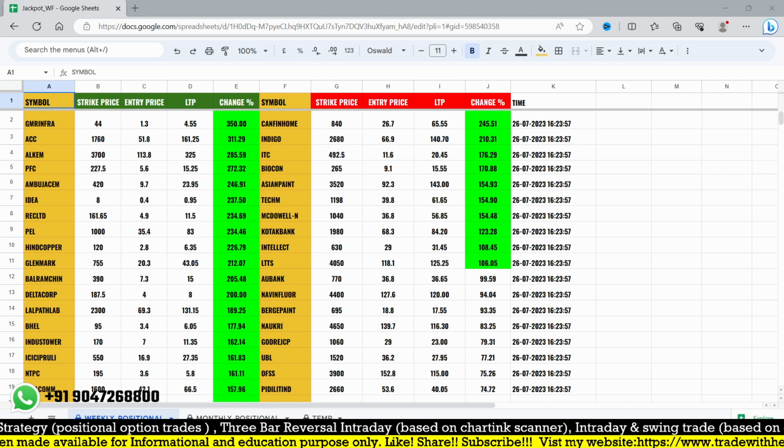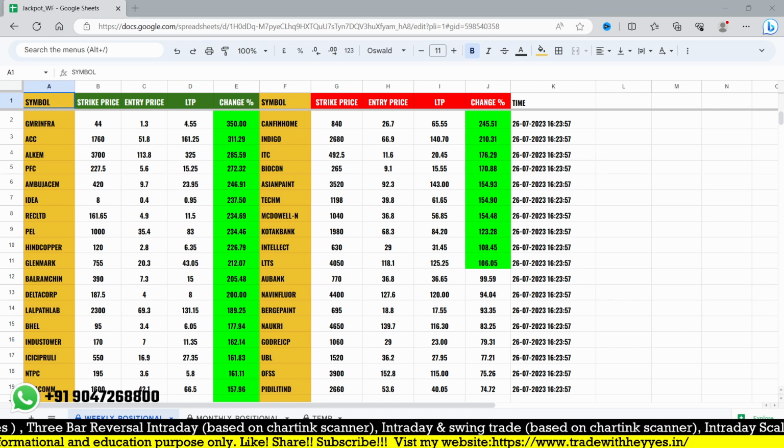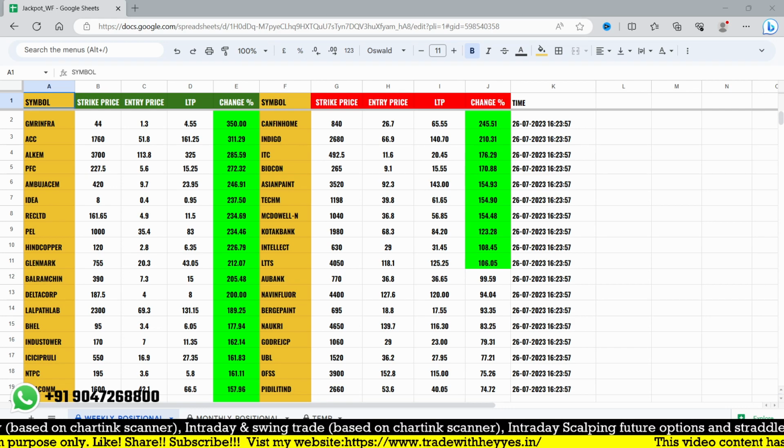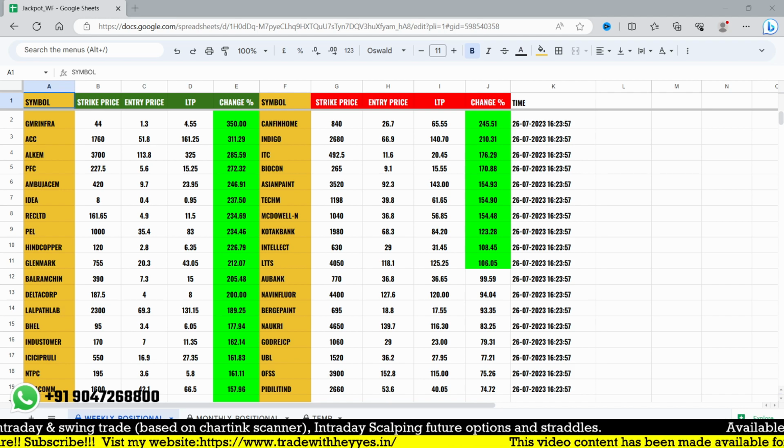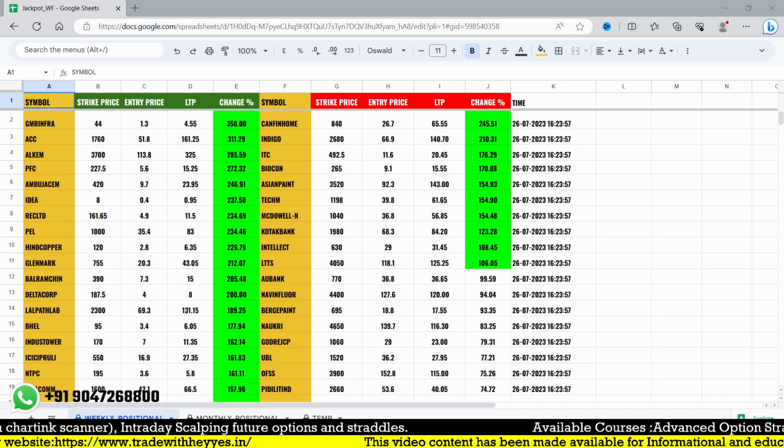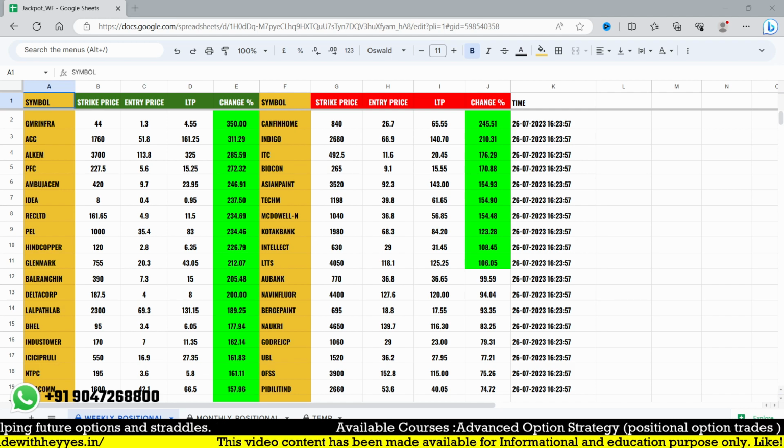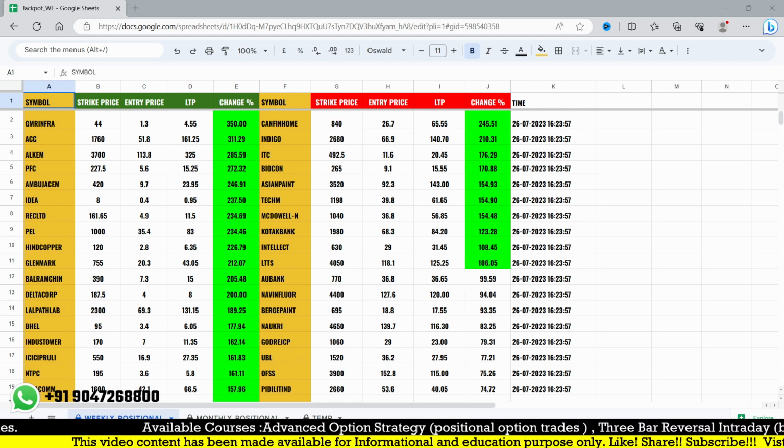So I searched a lot of websites and a lot of tools, and I didn't find a scanner for ATM options. Finally I built this scanner with the help of someone, and finally this was working for me.